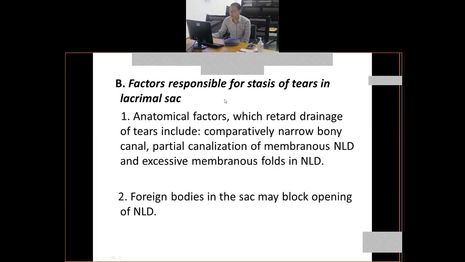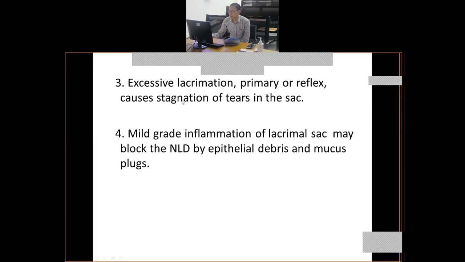Now we'll see factors responsible for stasis of tear in the lacrimal sac. First are the anatomical factors like narrow bony canal, partial canalization of the membranous nasolacrimal duct, excessive membranous fold in the nasolacrimal duct, or it can be due to a foreign body in the sac. Then excessive lacrimation also causes stagnation of the tear in the sac.